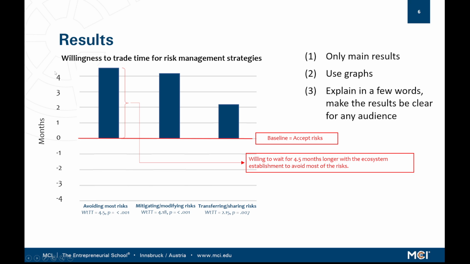They're willing to wait another 4.5 months for the implementation of the project in order to be able to avoid the risks. They're willing to wait 4.2 months in order to mitigate the risks. And they're willing to wait even only 2 months if they want to transfer, sharing risks. But of course, the wish is to have the platform that allows them to avoid in any type. So you see, any type of risk avoidance, sharing, mitigation, or complete avoidance is better than accepting the risks. And make a simple suggestion at the end.